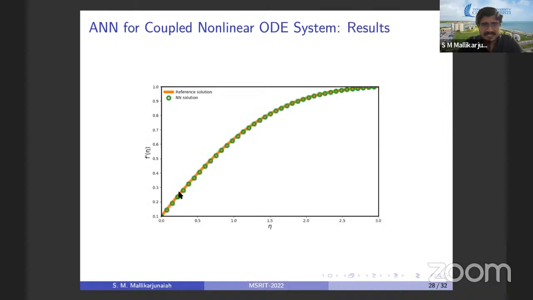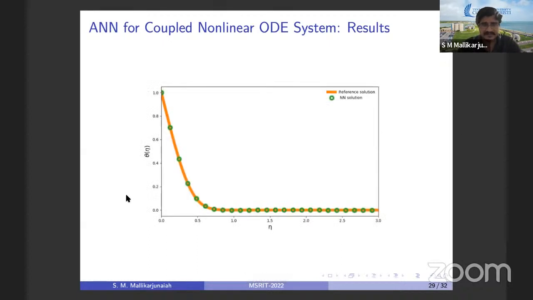Now that's the solution we've obtained. The red line here shows the reference solution, meaning the solution obtained in that paper. And the green dots are our solution obtained from our network architecture. And this is the plot of f prime, not f. Yeah, that's a plot of f prime.